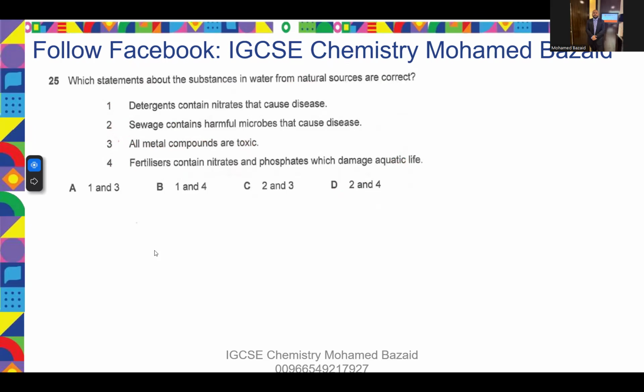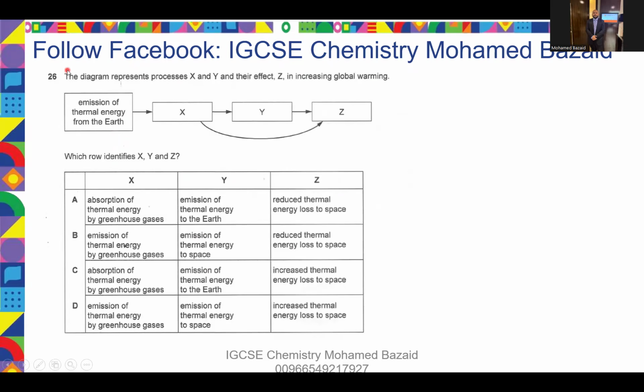Let's move on to 26. The diagram represents processes X, Y, and Z and their effect Z. So Z is the effect of X and Y in increasing global warming. Here you have emission of thermal energy from the Earth. Which row identifies X, Y, and Z?